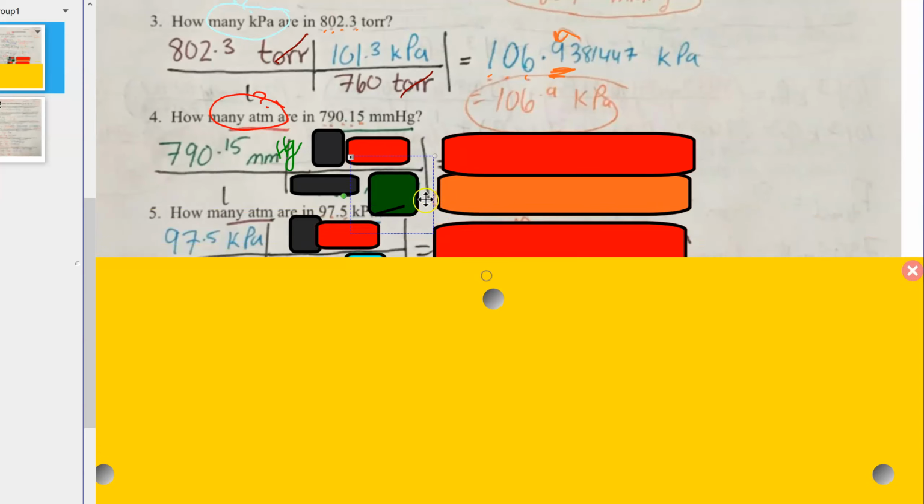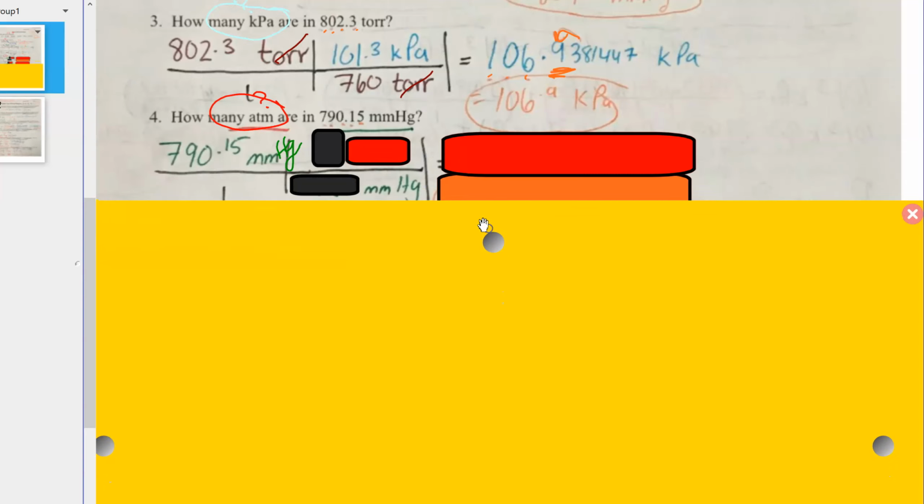Uh-oh. My touchscreen is unhappy right now. There we go. Now we're back. And we want to get to atmospheres, so what goes right here? Right here we put something. It's supposed to be atmospheres. Let's see if I can get this to cancel. Oh, now I'm inserting a text box. Well, that can't be good. Let's try this again. Ooh, aren't smart screens fun? Okay, now we've got the right unit here.